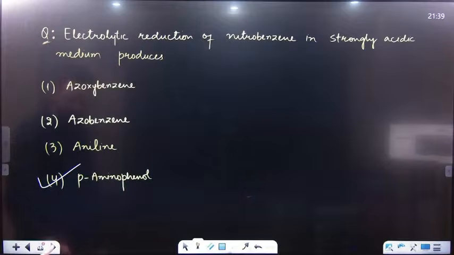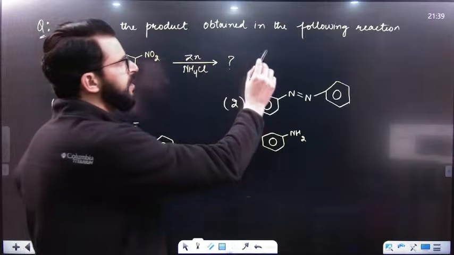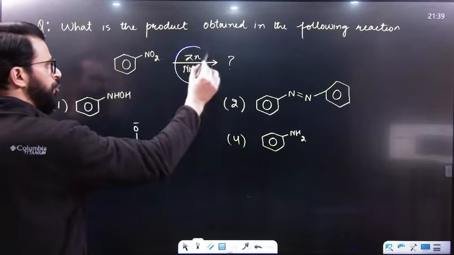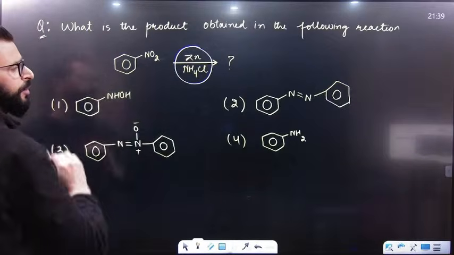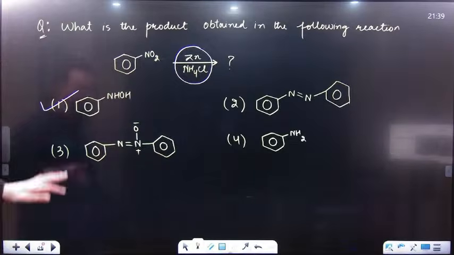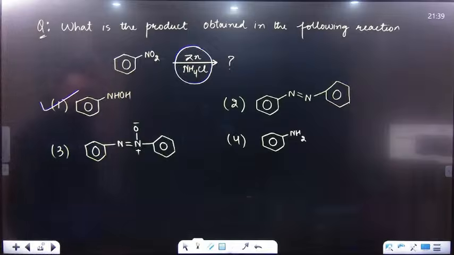After that, another question is, what is the product obtained in the following reaction? Have a look. This is nitrobenzene and this is neutral reduction. Nitrobenzene upon neutral reduction gives hydroxylamine. That means this is the product. This is once again another asked question, or this is a PYQ, that means previous year question.